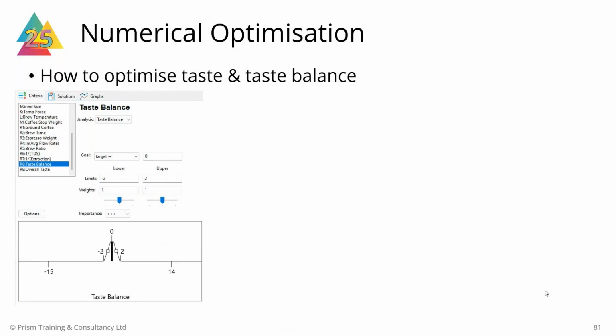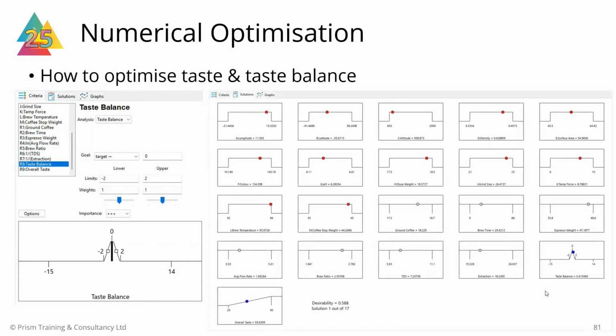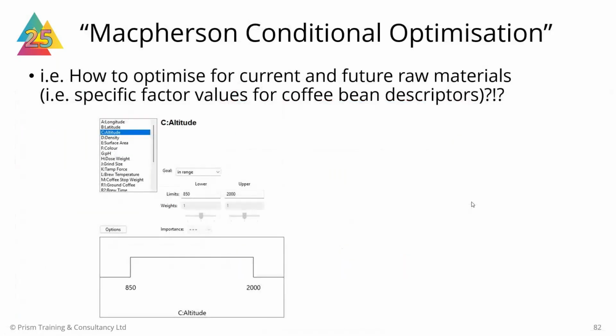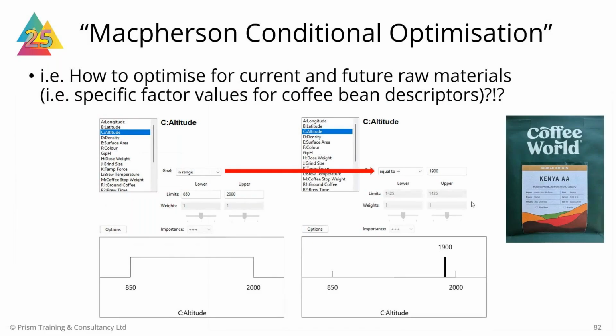So it all comes down to making the best espresso. I can use the numerical optimization tool, but this is going to let Design Expert choose any values it likes for longitude, latitude, etc. And that's not really sensible. What I need to do is tell Design Expert what the altitude, longitude or latitude, whatever it is, of the coffee I have in front of me. So if I've got a Kenyan coffee, then I need to tell Design Expert the altitude must be 1900 meters.